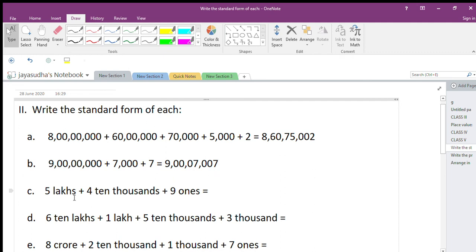What is this? 5 lakhs. So I write the 5 lakhs. At the end of the lakhs period, I put a comma. Then 4 ten thousands. 4 ten thousands mean what? 4 into 10,000, that is 40,000. Then 9 ones. There is no hundreds place, there is no tens place. Instead of two places, you put two zeros. After that the ones place, 9. So 5 lakh 40,009. Are you okay? Now move on to the next.